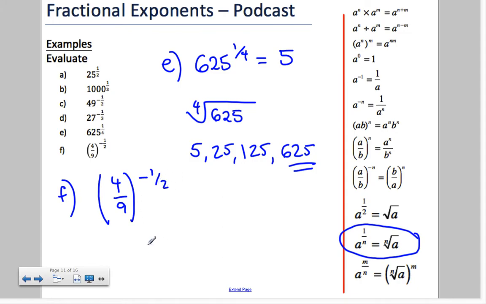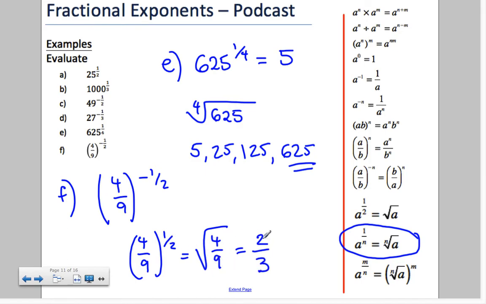Let's deal with the half first. So 4/9 to the power of 1/2. By this rule, that's the same as the square root of 4/9. By this rule, I can split that fraction up. So I'm looking for the square root of 4, which is 2, and the square root of 9, which is 3. So that's how to deal with the half. But a negative power tells me I also have to find the reciprocal of the answer. I have to flip this fraction over. So the answer is 3/2.